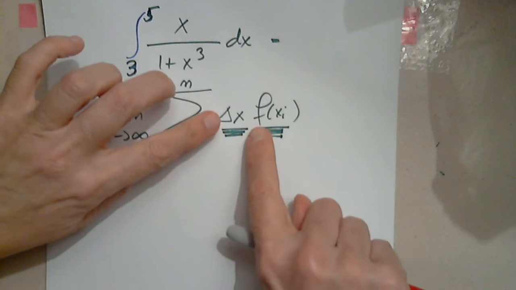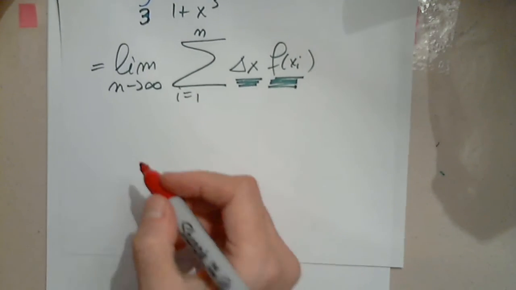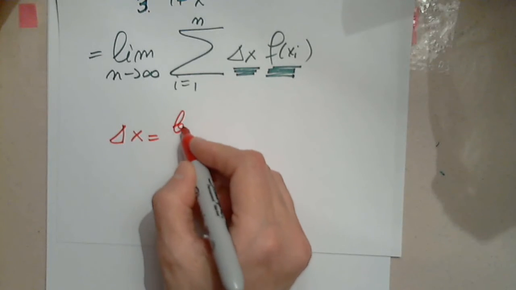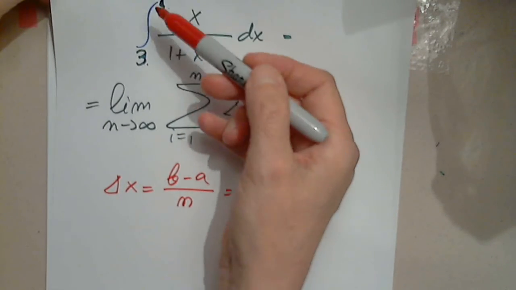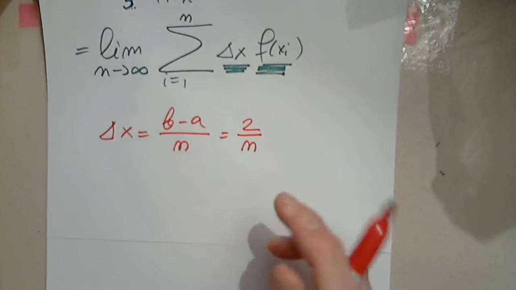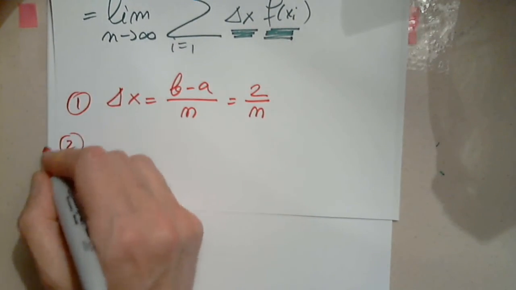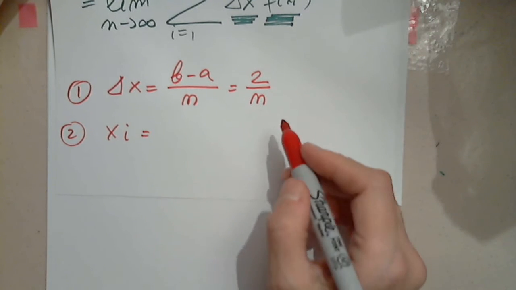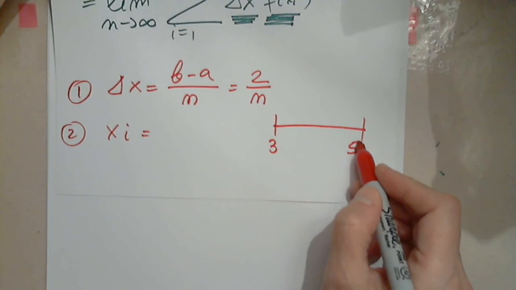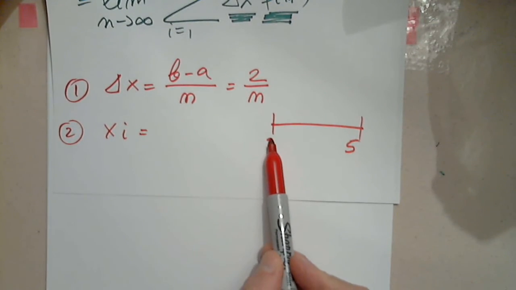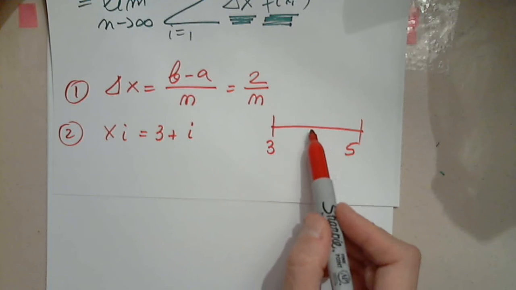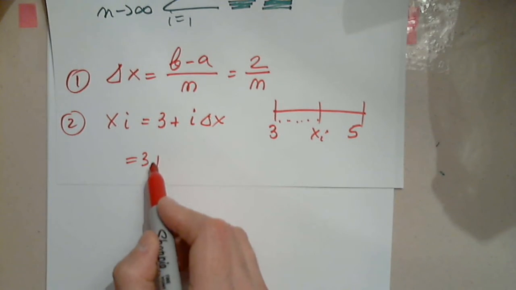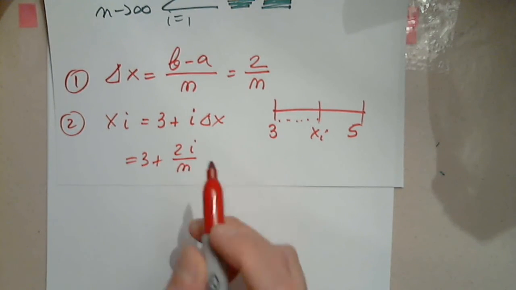So then I have to find delta x. What is delta x? b minus a divided by n. 5 minus 3 is 2 over n. That's our first prep. Second prep is xi. Remember, the interval is 3 to 5. So therefore xi will be 3 plus i delta x. So this is 3 plus 2i over n.